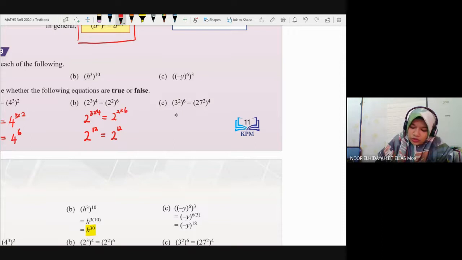So this one you have base 3, this one base 27, different base. Tapi boleh tak awak nak tukar jadi same base? 27 boleh tak nak tukar kepada base 3? You have learned in the first learning standard. Kalau 27 you change into base 3, what is the answer? 27 tukar pada base 3.